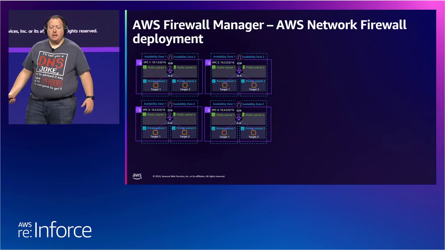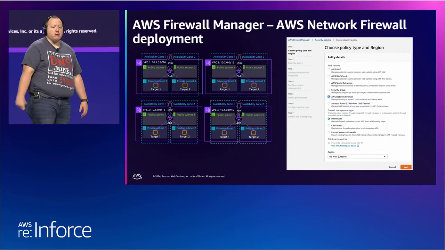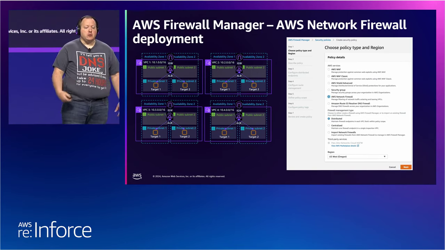So we have our multiple VPCs here, and we go launch a security group configuration, right? Or a network firewall configuration here. And we can choose our model that we deploy in, and it will deploy that firewall for us.